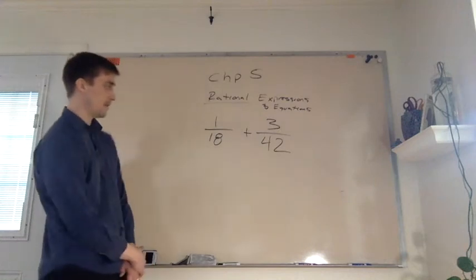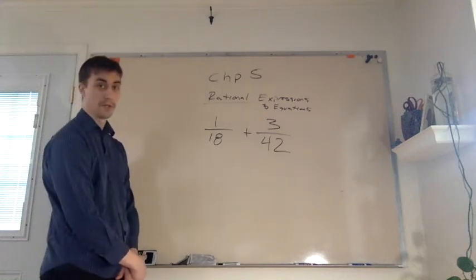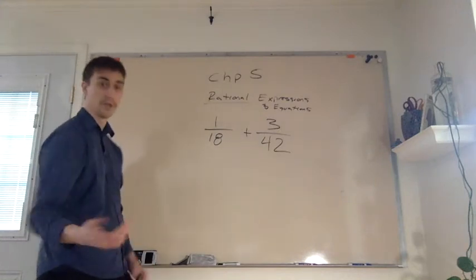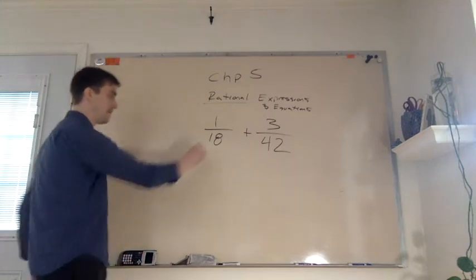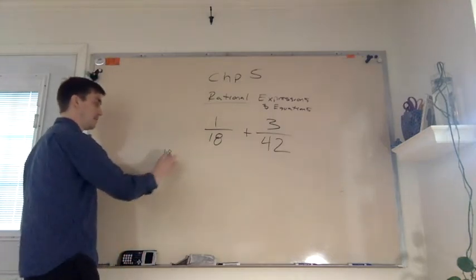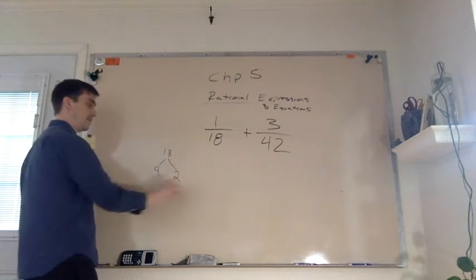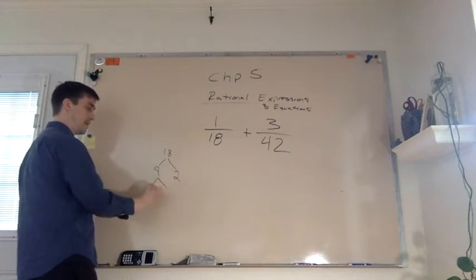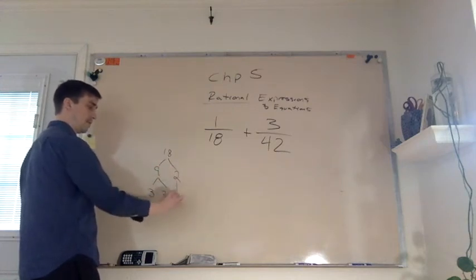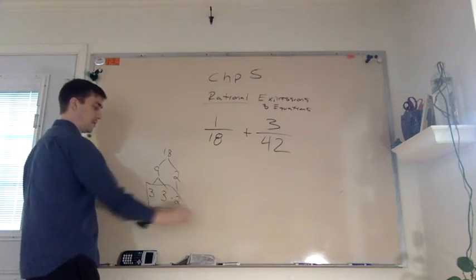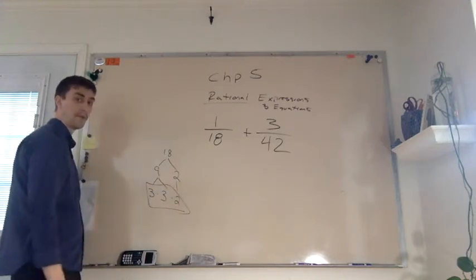That could be difficult to find. In this case, I wouldn't know just looking at this. I'd have to stare at it for a while. So what you should do is use prime factorization. Prime factor 18 into 9 times 2. Then 9 is 3 times 3. And then I just pull this 2 down. So 3 times 3 times 2 is the prime factorization of 18.